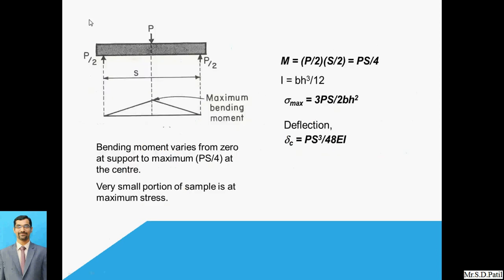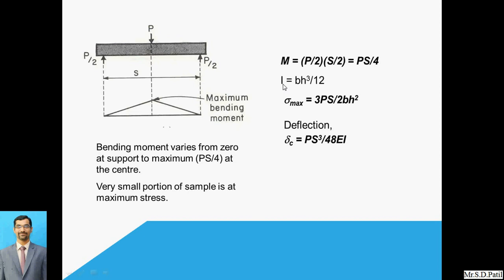Now this is how the bending moment is calculated. We have already covered this in engineering mechanics. It is P by 2 into the distance. The bending moment is maximum at the center. Up to the center the distance is S by 2, so P by 2 into S by 2 is equal to PS by 4.